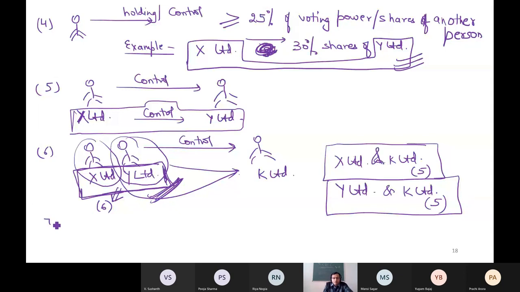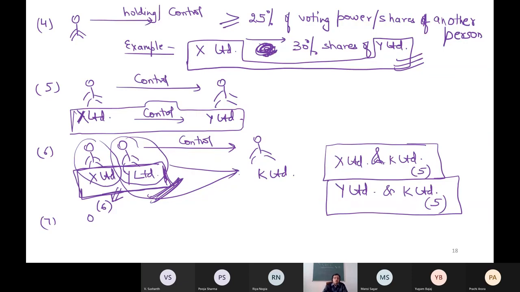Next point. Now, next point. Sir, can you explain the fifth point once again, sir? The voice is not clear. Sir, I had some network issues in between. Which point do you want to listen to again? Point 5 or 6? Point 5, sir. Point 5.